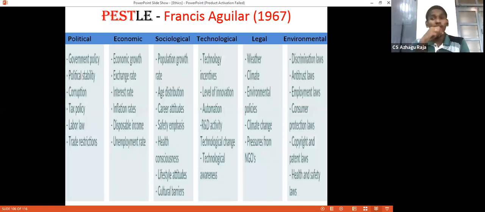And on age distribution, in India the share of youngsters is higher than in the US, because in the US mostly the retirement-age group is larger. Because of the previous insurance example I told, in 1970 people adopted a childless culture, so the population has a stagnant position. And then career attitudes, safety emphasis, health consciousness, lifestyle attitude, and cultural barriers are the sociological aspects that we have to look into when starting up a business or an entrepreneurship career.